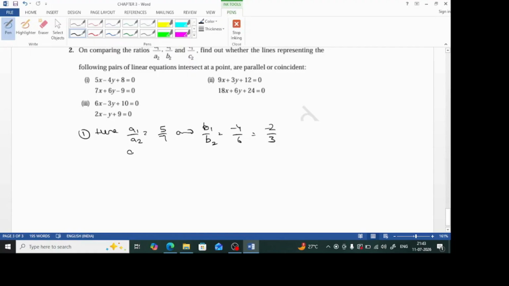Here we see a1 by a2 is not equal to b1 by b2. a1 by a2 is 5 by 7 and b1 by b2 is minus 2 by 3, so they are not equal to each other. Therefore, for this pair of equations, we know that if a1 upon a2 is not equal to b1 by b2, it means that it has a unique solution and the lines are intersecting at a point.